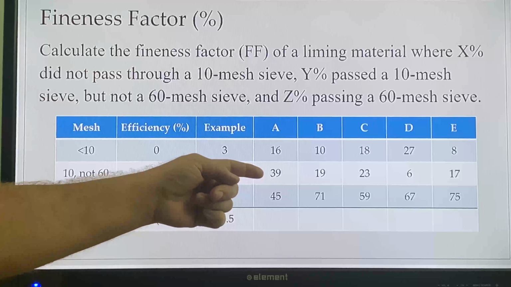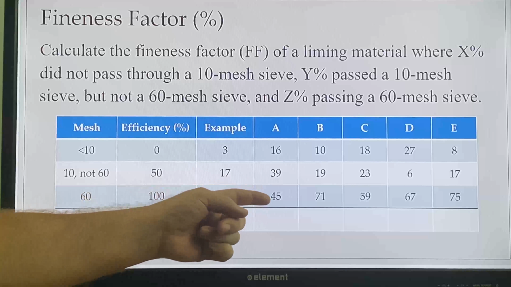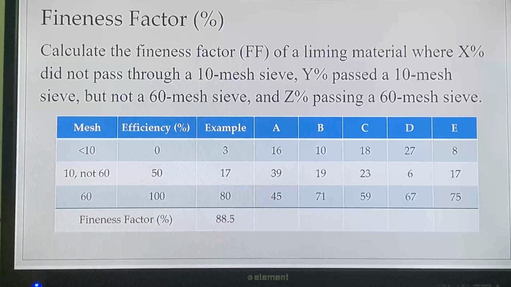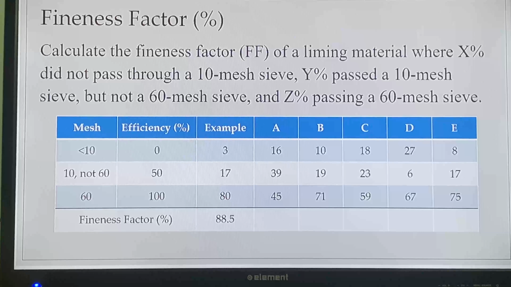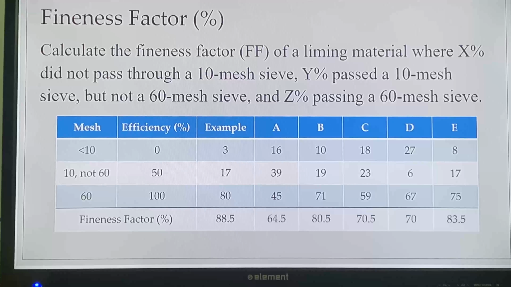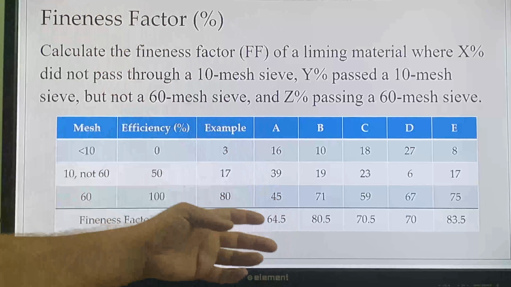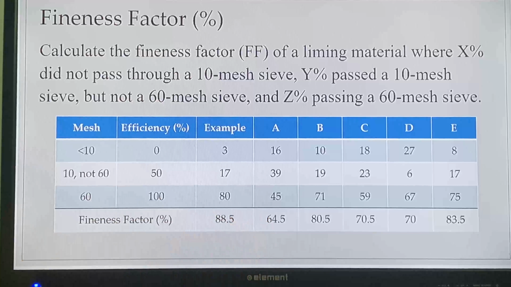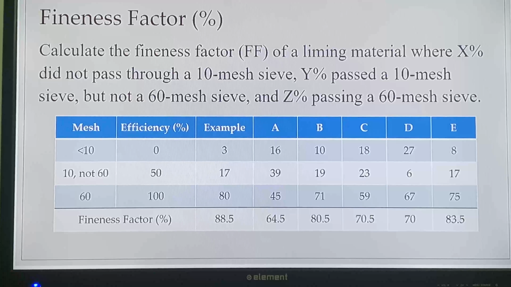Half of 39 is 19.5. When we add 19.5 with the 100% effectiveness of the material that actually did pass through a 60 mesh sieve, we'll come up with 64.5. So this is the fineness factor for this material A. And then you would just continue to do that for each of those materials.